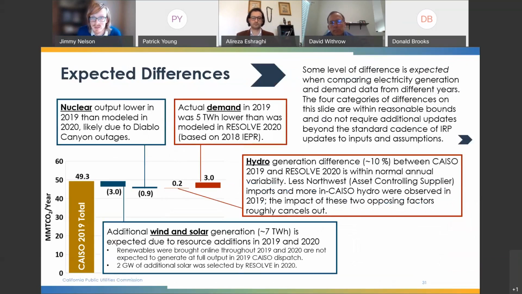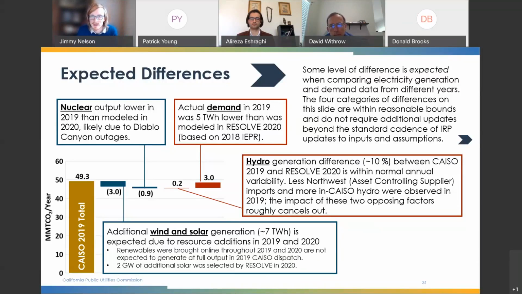There's a lot of text here. Some of this is meant for your review after this call. These slides are going to live on the PUC website, and so you can refer to them later. Each of these boxes explains certain parts of the waterfall. The one that you are familiar with, because I just went through it, is the first box, the expected wind and solar generation difference of 7 terawatt hours, which equates to 3 million metric tons of difference. So that's the example I ran through before.